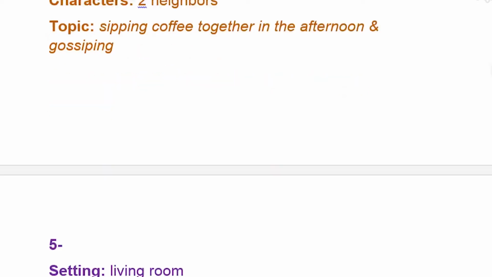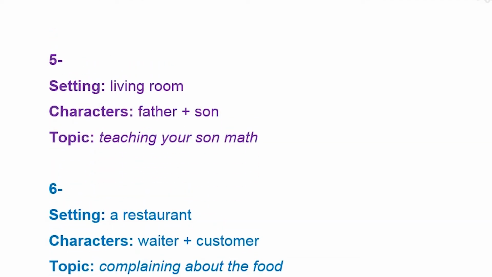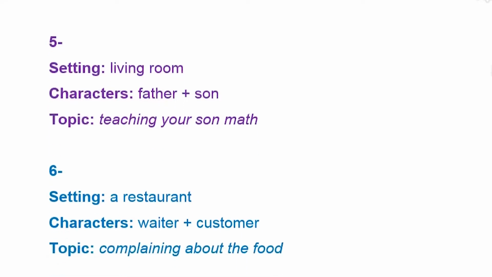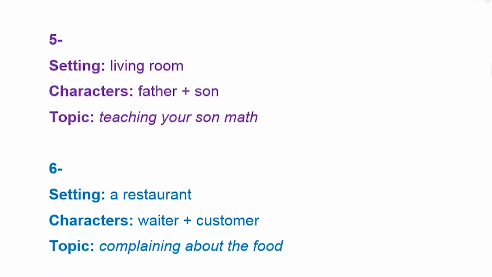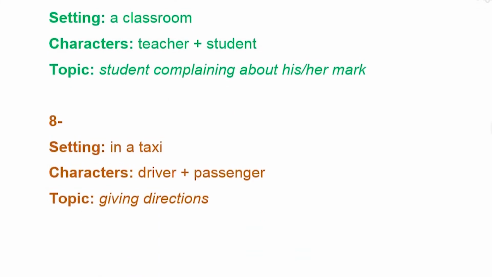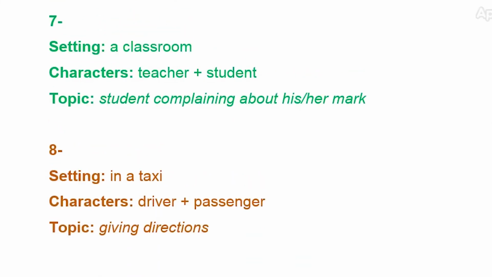The fifth one is so funny. A father and a son, or a mother and a daughter, whatever, and like one of the parents teaching math to their child. The sixth one is cheesy. A waiter and a customer, and the customer complaining about the food. The seventh one is also a favorite because you get the students to be in your shoes. So it's like basically a teacher and a student, and the student complaining about his or her mark. The last one is in a taxi between a driver and a passenger, and the topic is given directions.